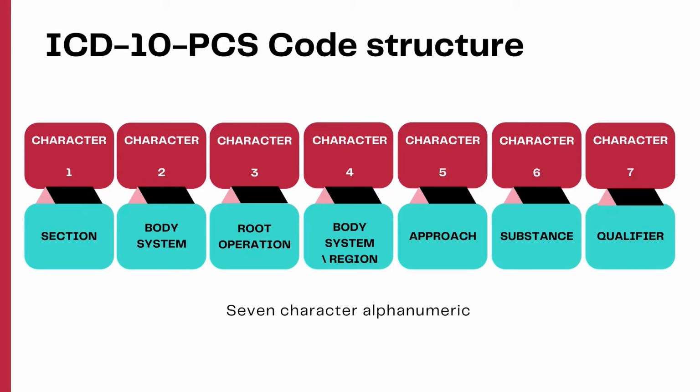Now, as you all know, there are 7 characters in the PCS coding system that are used to build a code based on the procedures performed: section, body system, root operation, body system or body region, approach, substance, and qualifier. This is for the administration section.